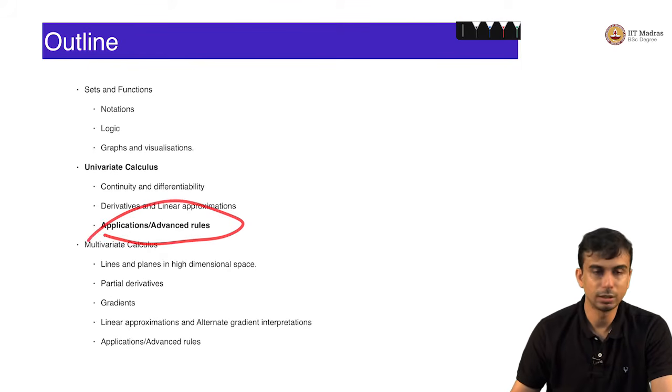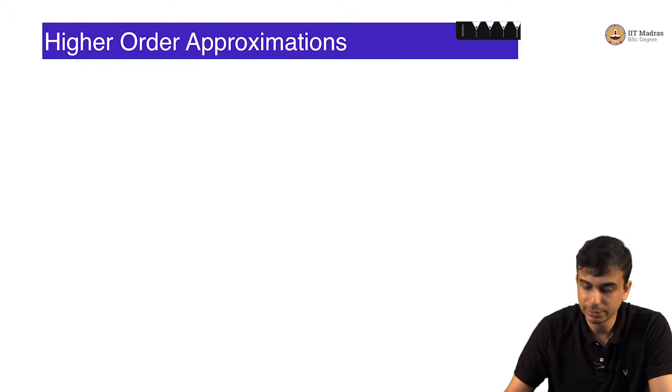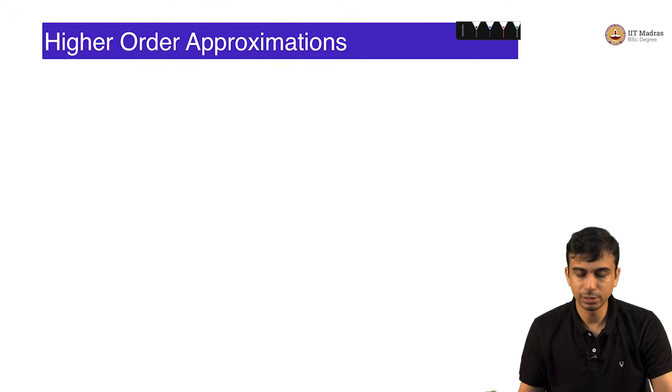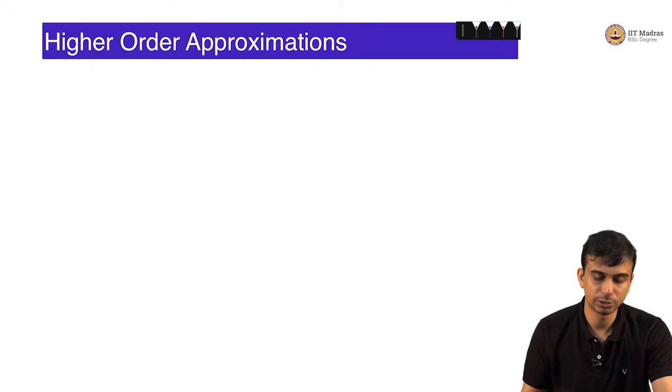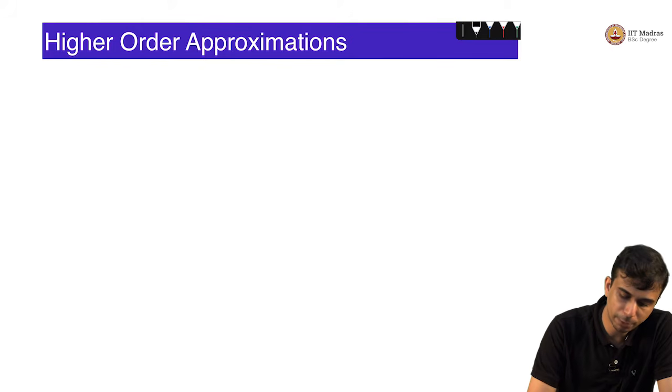Now we will take a look at some applications or advanced rules that we will not go into greater detail, but will still be useful for understanding the basic terms that we have been discussing. The first thing is: why linear approximations? That is the first question that comes to mind. Linear approximations are fine, but what is so special about them? We have been approximating f of x by the linear approximation of f around some point x star.